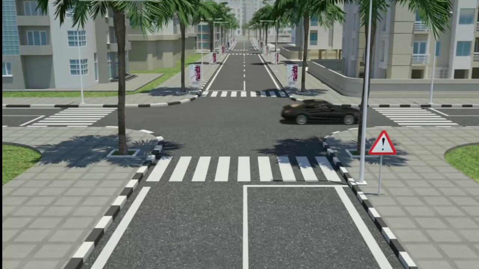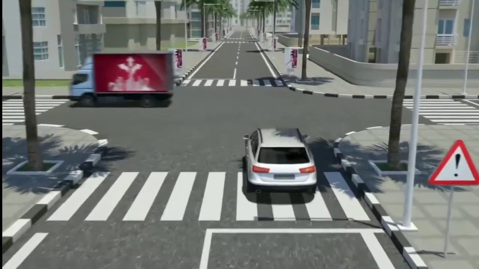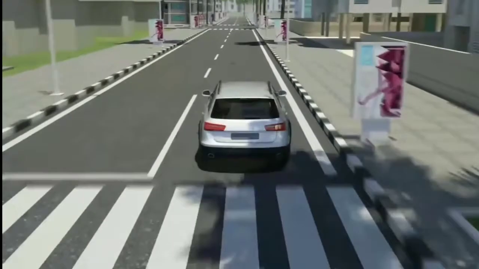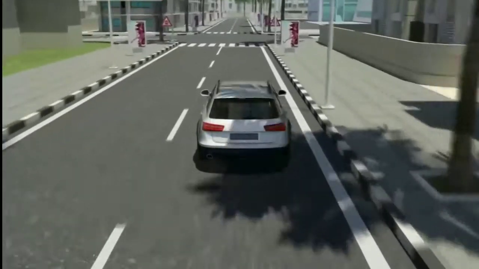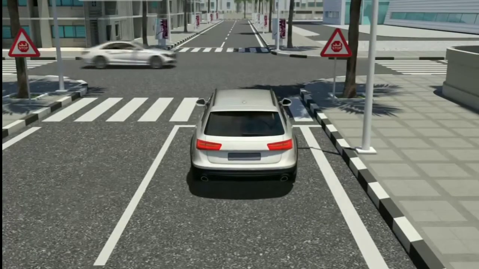Attention! The driver has to reduce his speed and be cautious when seeing warning land surface markings and signs, and some of the directional signs that indicate he is approaching a crossroad.